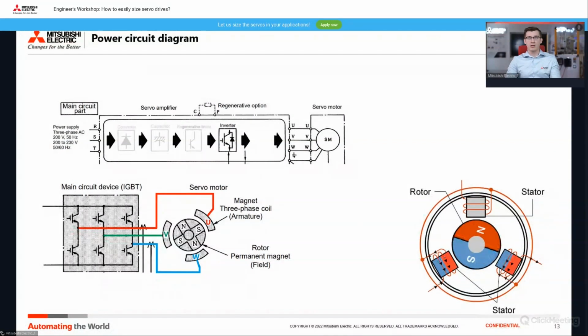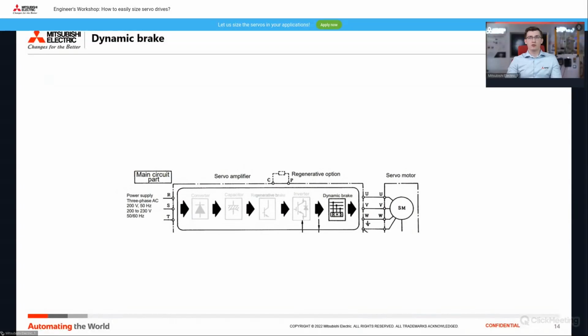Yes, why is there still a gap in this diagram that I have above this picture? Because there is an additional part in our servo amplifiers called the dynamic brake. This is not standard in most cases on the market. I would say only a few companies that provide servo amplifiers have this kind of part inside. But what is the purpose of this dynamic brake?